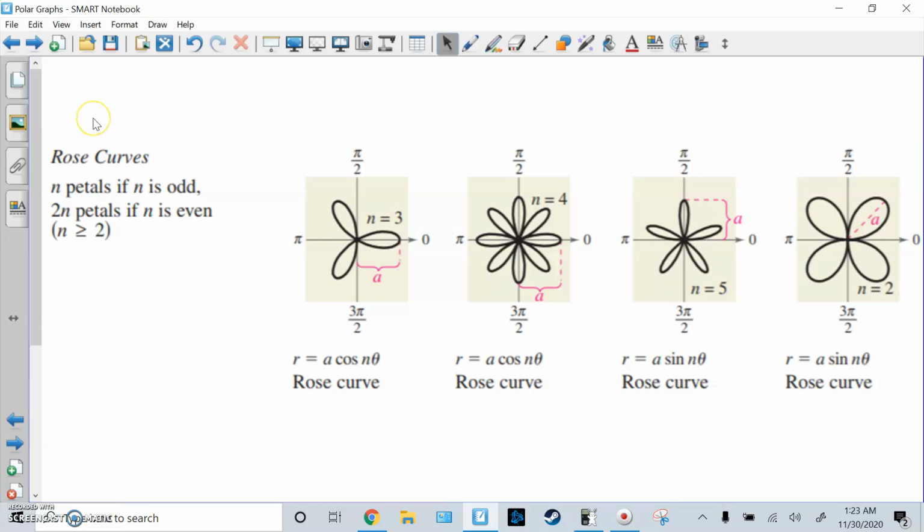Then we have our rose curves. Notice, it's always going to be r equals a number times cosine of some multiplied angle, or sine of a multiplied angle. Now, if n is odd, there's n petals. For example, here n is 3, there's 3 petals. Here, n is 5, there's 5 petals. But if n is even, you have 2n petals, so you have to double it. So here, n is 4, you double 4, you get 8 petals here. Here, n is 2, you double, you get 4 petals here.